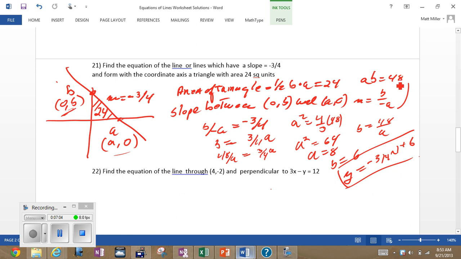But coming back over here, we can say that b is equal to 48 over a, and therefore replace that back into this equation, and now we have an equation in a. So if we cross multiply, we get a squared is 4/3 of 48, so a is going to be equal to 8. If a is 8 and a times b is 48, b is 6. Having that, now we have the y-intercept, and so the equation of the line.